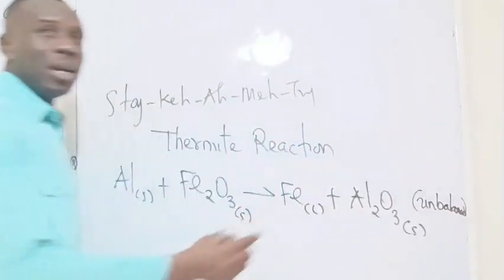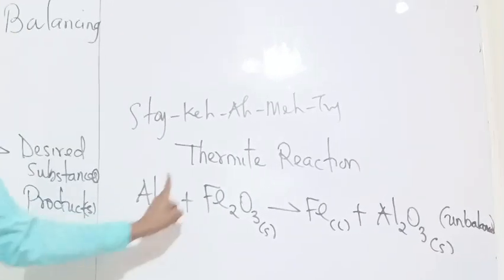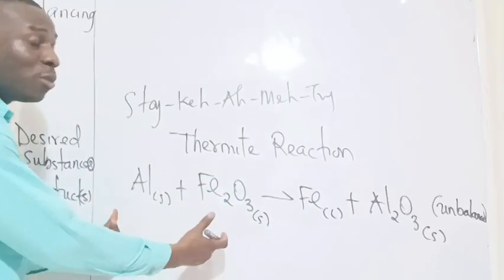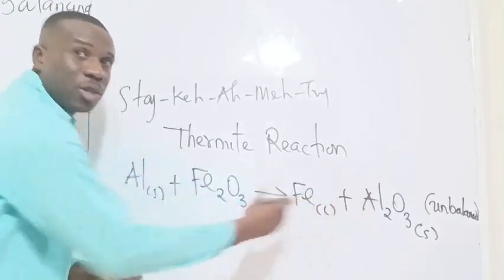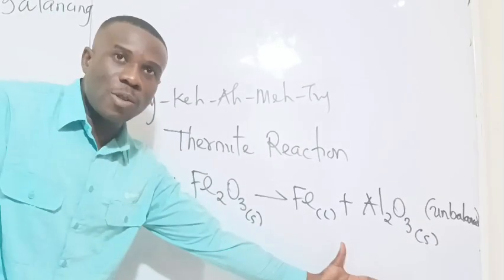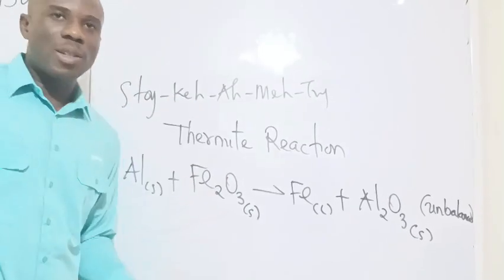Unbalanced, because the number of atoms you find on the left-hand side must also be on the right. And of course, there shouldn't be any net change in the total mass of substances that undergo this reaction. So the total mass we find on the left side must correspond to the total mass we find on the right. That is called the law of conservation of mass.